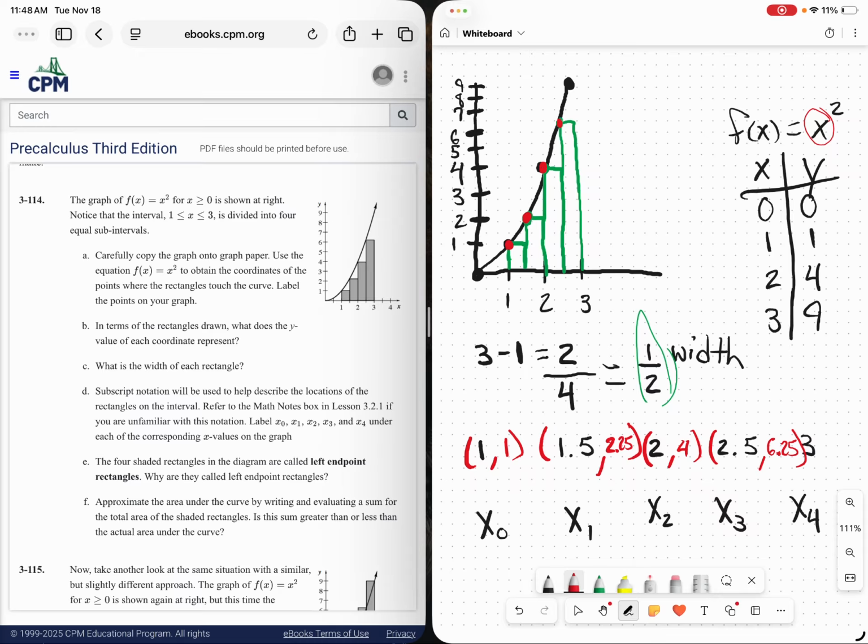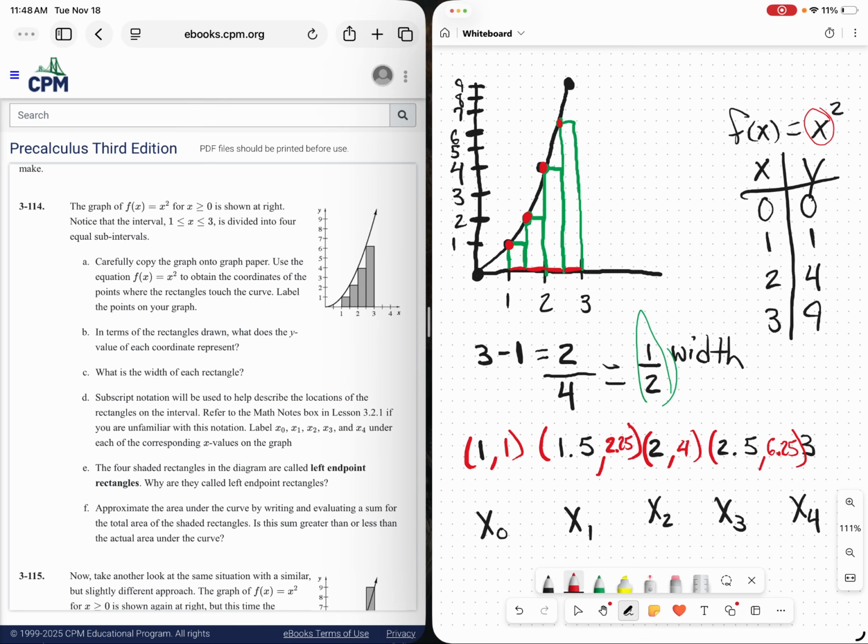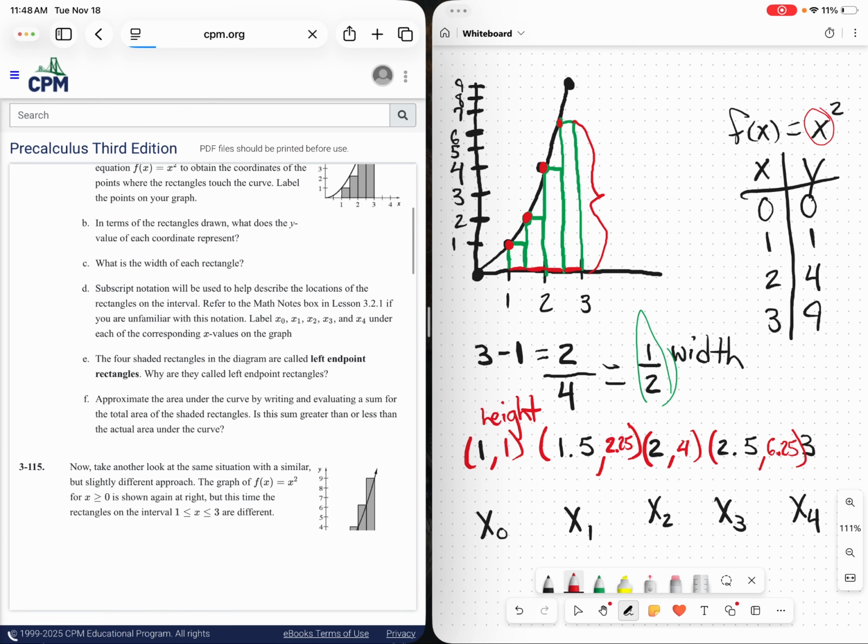Okay, so what are those y values? It's the height of the rectangle. So we already know the width of the rectangles. That's a half. Okay, but the height of the rectangle is where that y value is, right? So the y values are the height, or length times width, right? Base times height. That's how we're getting the area. Remember that, right? So what's the width of each rectangle? We already found that, right?